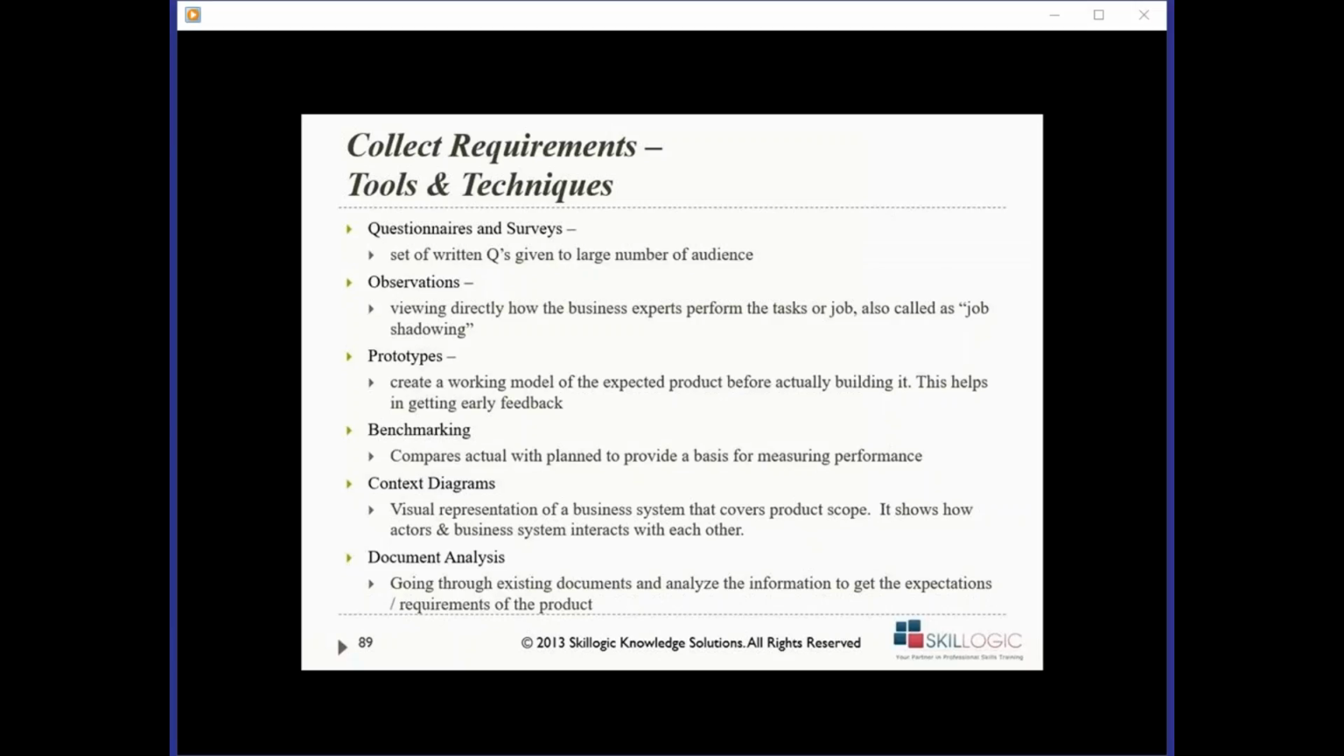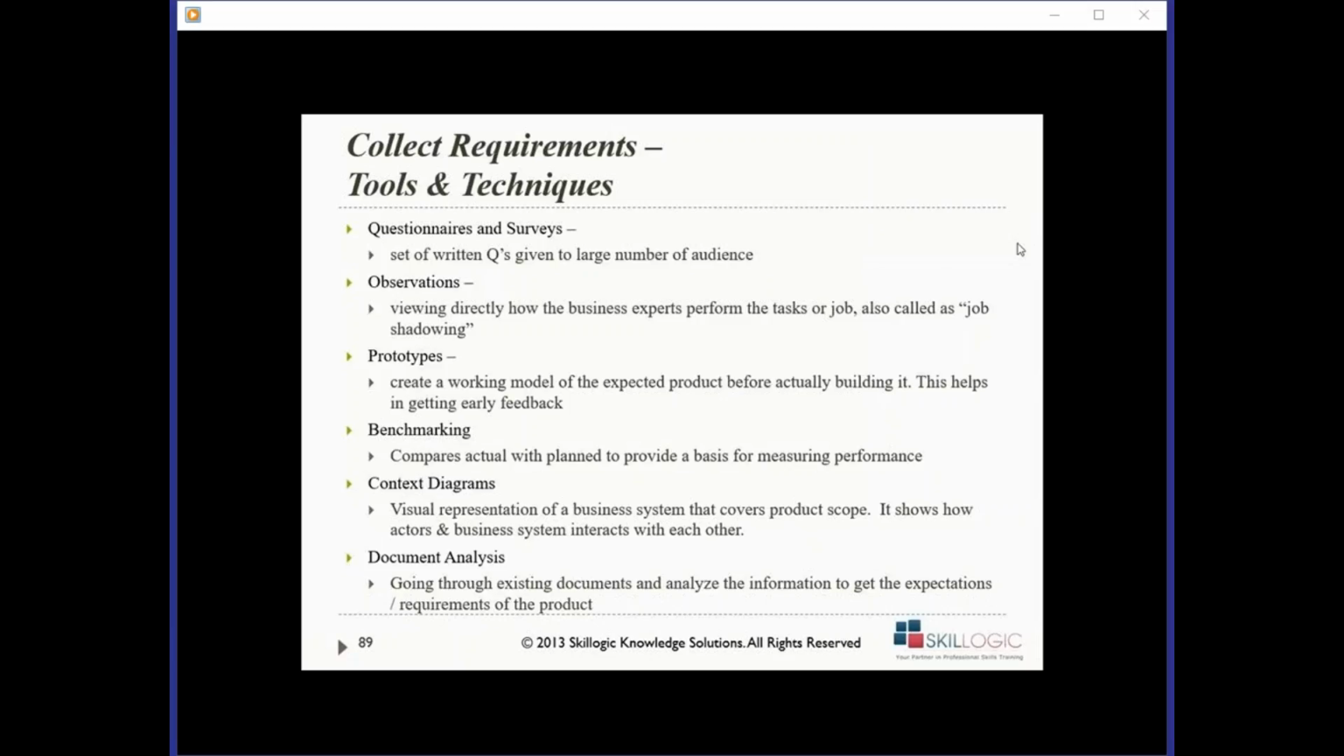Benchmarking, compare apples to apples. Context diagram is a visual representation of the business systems that covers a product scope. One example of the context diagram is fishbone analysis, right? Then we have the process flow charts. Document analysis is looking at the various documents to come up with the requirements. Now all these are tools and techniques that we can follow for understanding what should be my requirement.